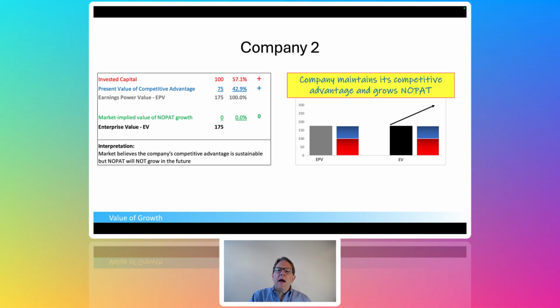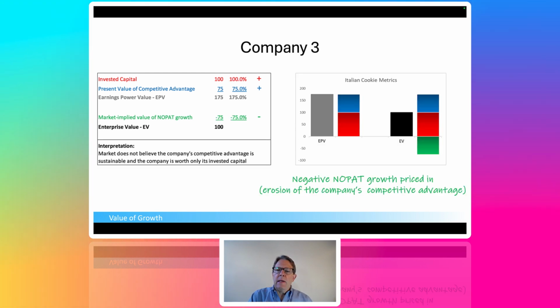So how do you make money in the stock? Pretty easy. The company maintains its competitive advantage, blue holds, and they grow NOPAT. So how do you make money on this? You paid nothing for growth, so any growth will deliver excess returns. In company one, you had growth expectations built in, so the company had to grow faster than those expectations. In company two, they just have to grow, hold their return on capital, hold their competitive advantage, and then grow NOPAT, you make money.